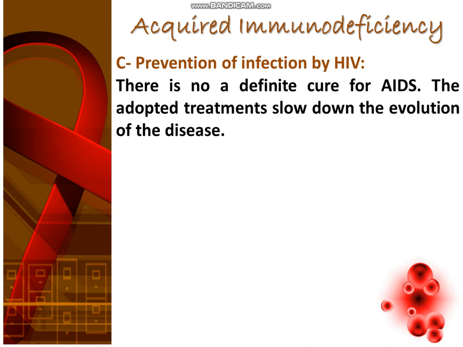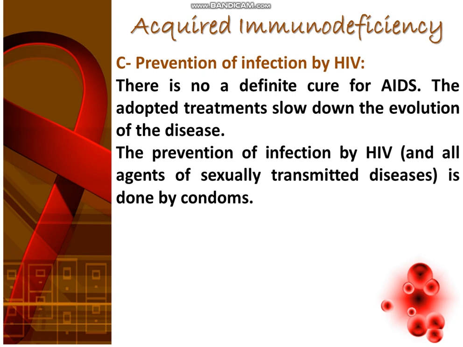Now, concerning the prevention of infection by HIV, we should say first, there is no definite cure for AIDS. The adopted treatments only slow down the evolution of the disease. And the prevention of infection by HIV and all agents of sexually transmitted diseases is done by the use of condoms.